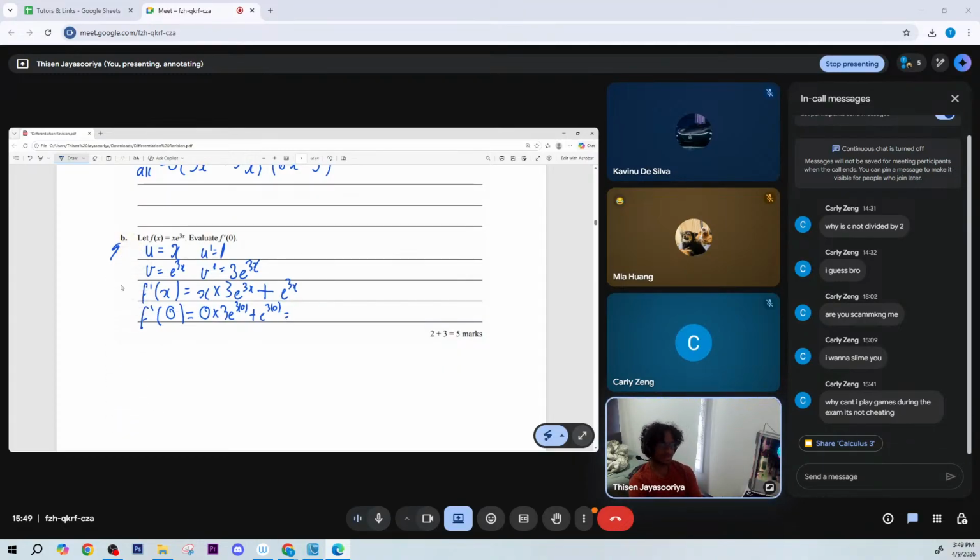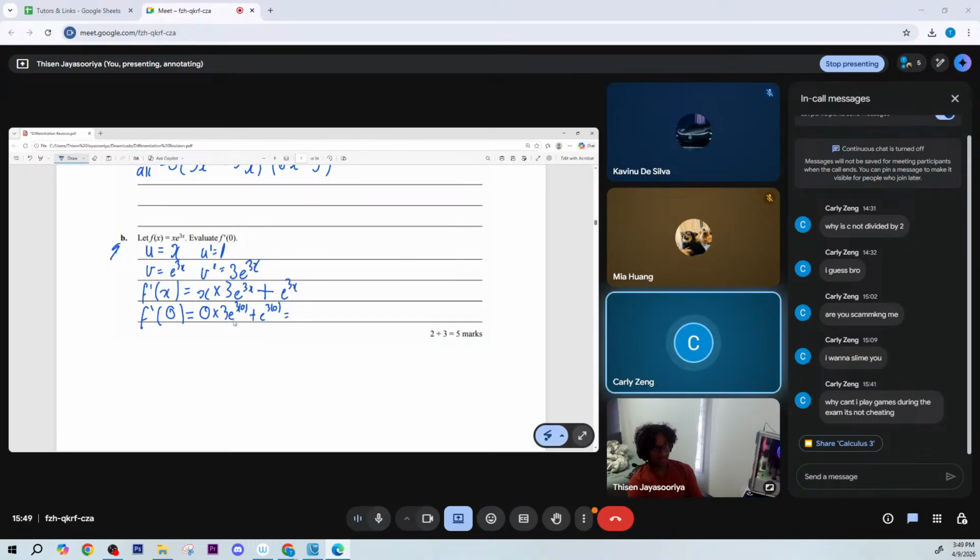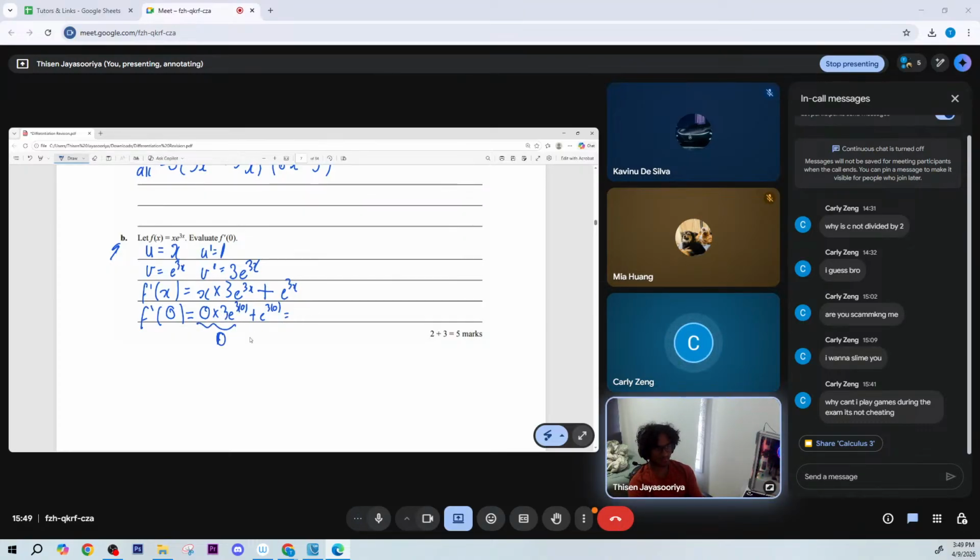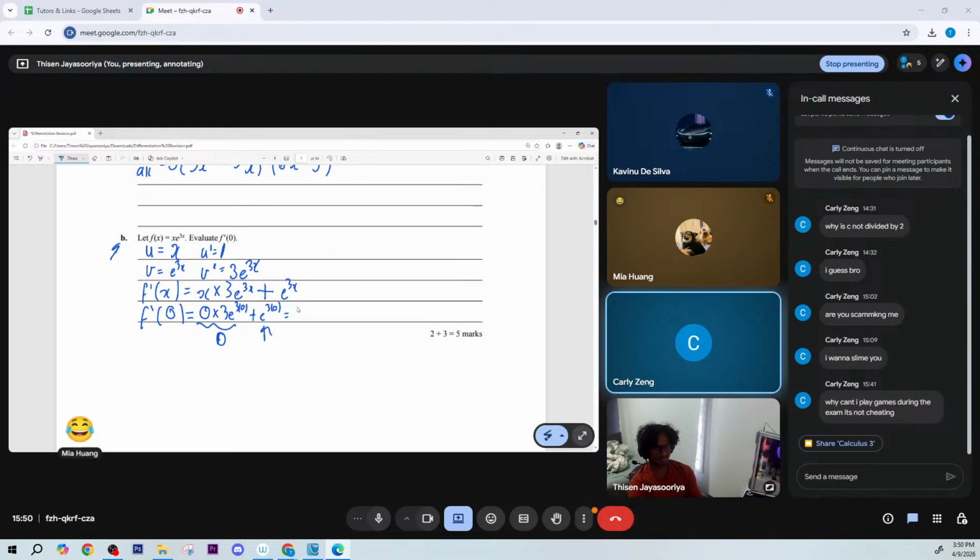So, because this is 0 times 3e to the power of 0, so this part's 0, yeah? Yeah, wait. And then plus 1, which is 1.